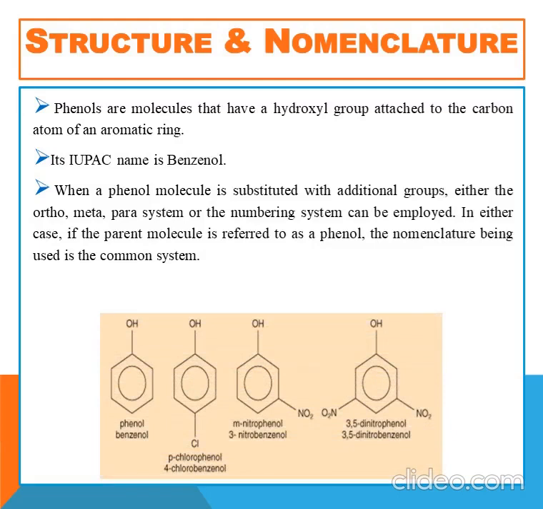So in the structures below you can see the first one is phenol or benzenol. In the next one, a chlorine group is attached at the para position or fourth position. So the name will be para-chlorophenol or 4-chlorobenzenol. In the next structure, a nitro group is attached at the meta position or third position. So it is known as meta-nitrophenol or 3-nitrobenzenol.